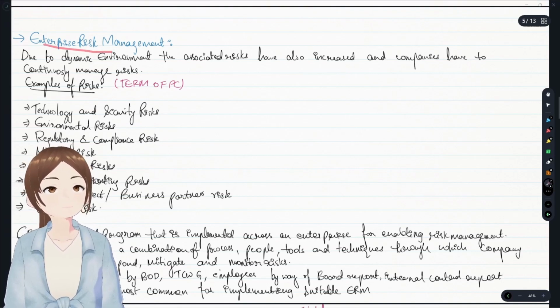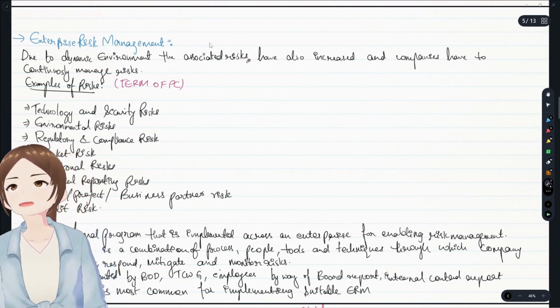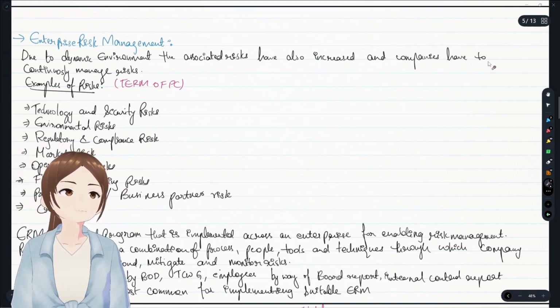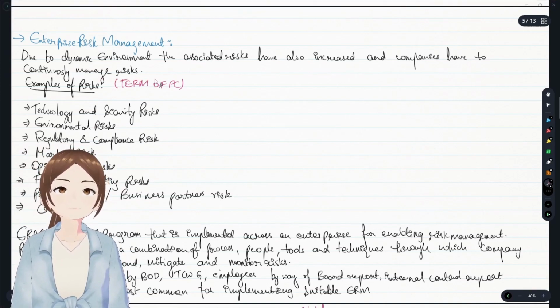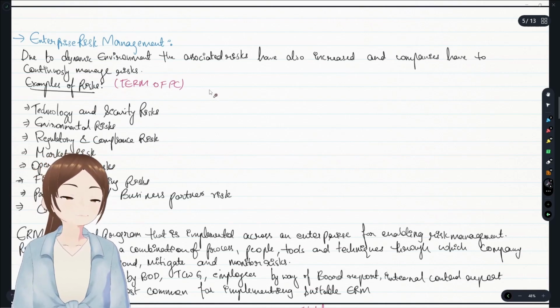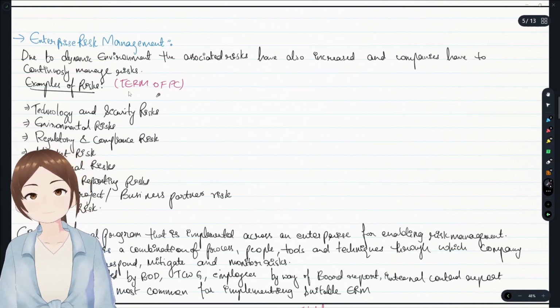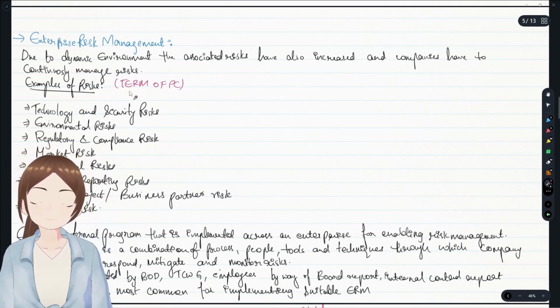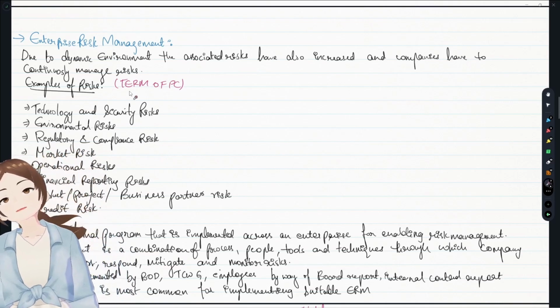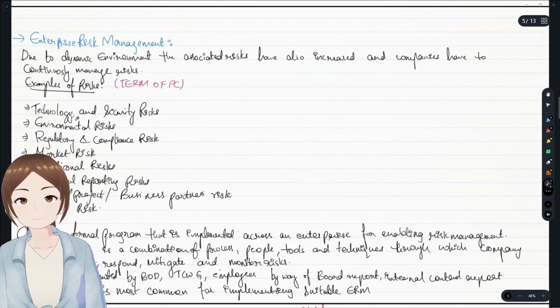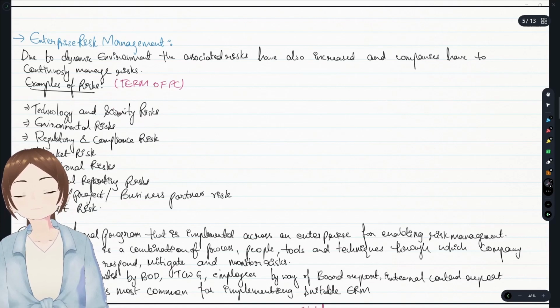The second thing is enterprise risk management. Due to the dynamic environment, the associated risks have increased, and companies have to continuously manage the risk. Obviously, the main duty of the CEO is to mitigate and manage the risk of the business. And what are all the risks that we have to consider? Technology and security. Why security and technology? Because of privacy concerns.